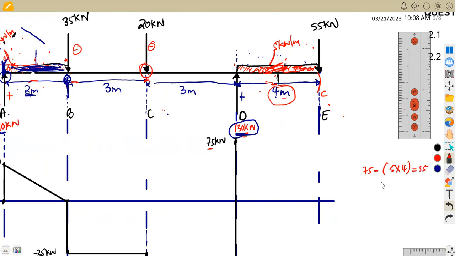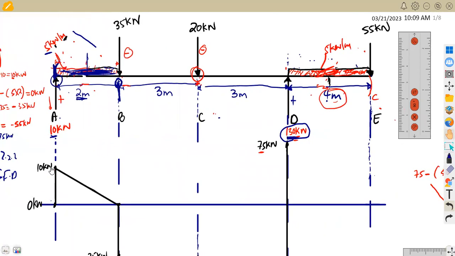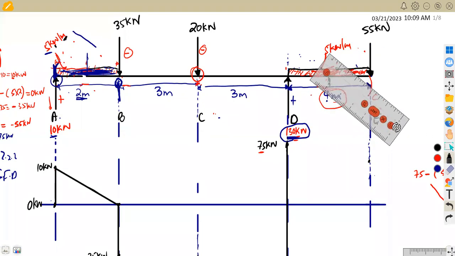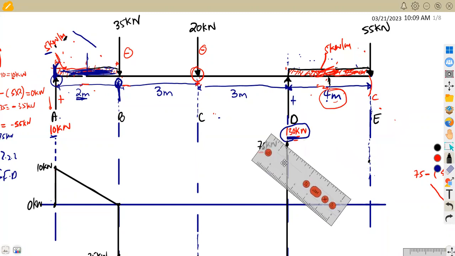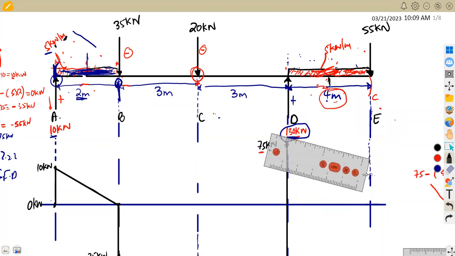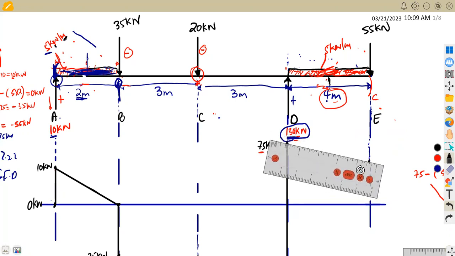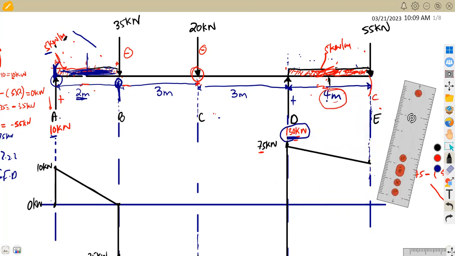Remember, a distributed load is going to be slanted like this. So this is going to slant down to 55. Let's say, according to my scale, 55 is going to be above this 10. So maybe this is where I'm going to have my 55 at this point. I'm going to mark this point, then I join from 75 to 55 like this. So these are the points, I'm going to join these points, 75 to 55.